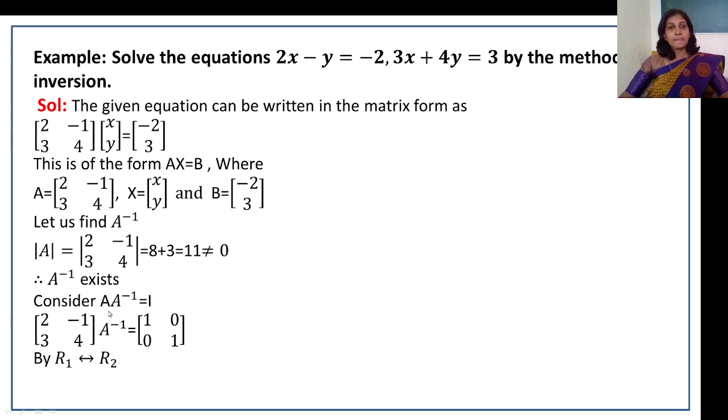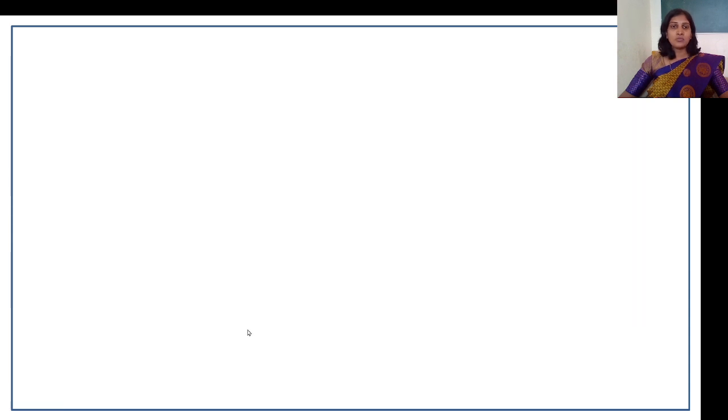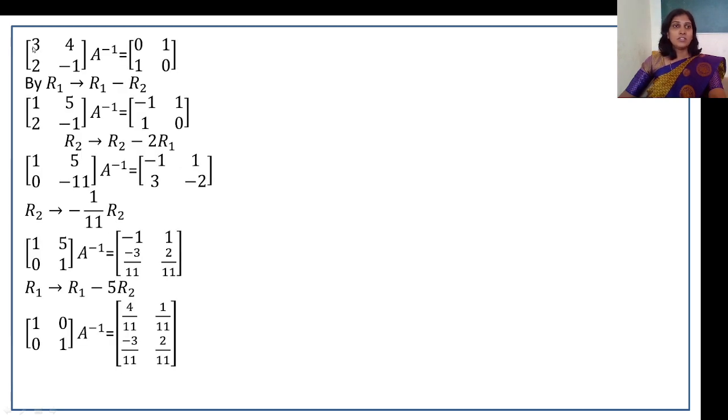Now consider A into A inverse is equal to I. What is A? A is this matrix. A inverse is equal to the identity matrix, which is 1, 0, 0, 1. Now we interchange the first row to the second row. In this equation we get 3, 4, 2, minus 1, A inverse is equal to 0, 1, 1, 0.